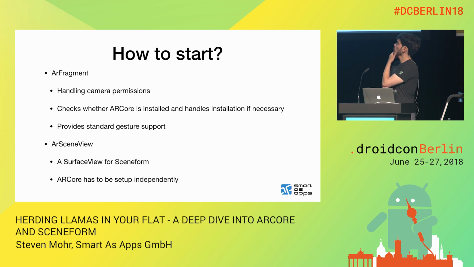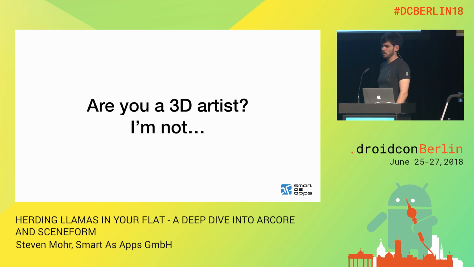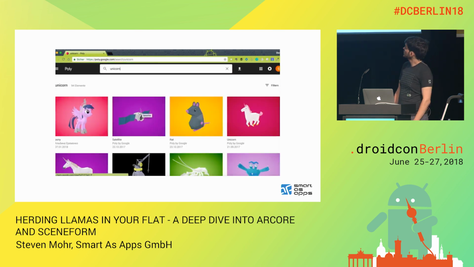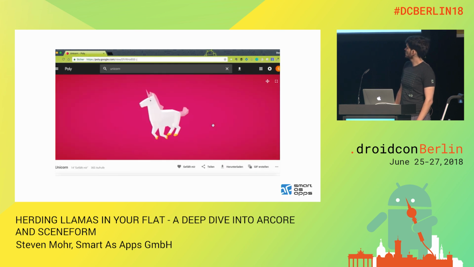So when we want to start with an AR app, there are two options. Either you build an app that's based on boxes and spheres, or you need some 3D models to make it nice. And yeah, I'm not a 3D artist, so I need to find some good models online. And Google provides us with Poly, which is a platform for getting 3D models. You can just search there and download the files.